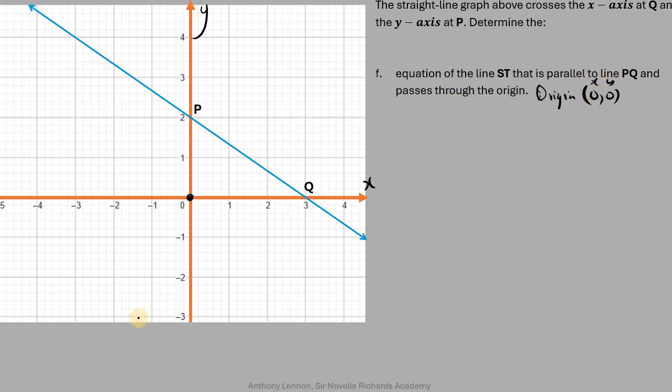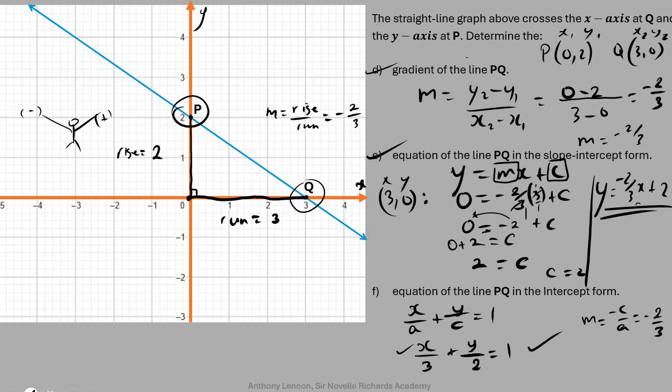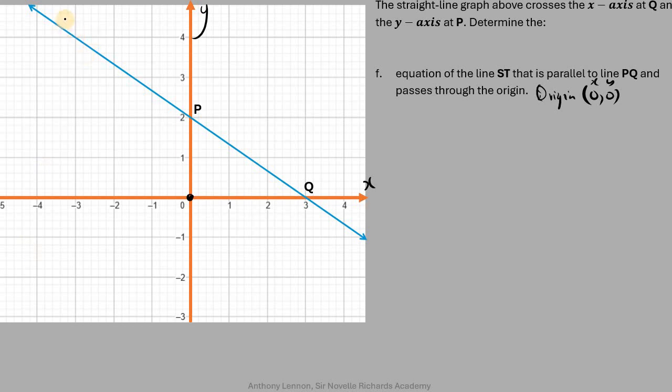Okay, so now let's go back a bit and double check something here. So we found the equation of the line PQ, correct? Which is y equals negative 2/3 x plus 2. It's always good practice to put it on the line that we have, right? So let's write it over here. y equals negative 2/3 x plus 2.